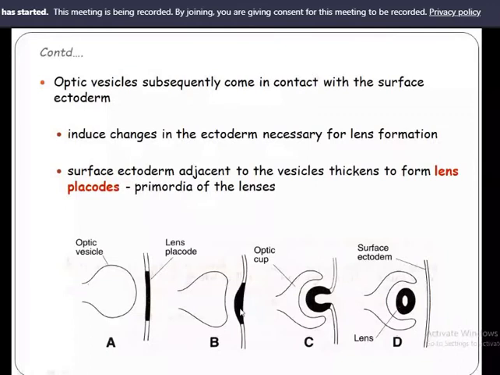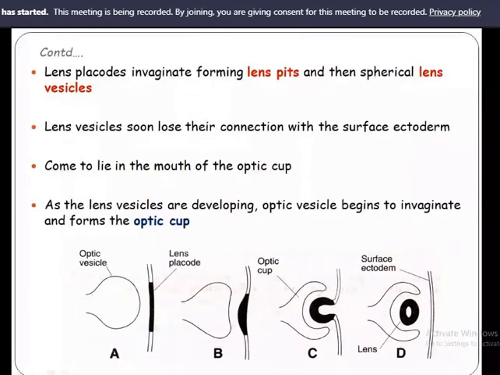Can you see the formation of the pit over here? Then it is finally converted into the lens vesicle. So in this way the lens will form. The lens placoid will invaginate and form the lens pit, and finally the lateral ends will approach each other and form the lens vesicle. This lens vesicle will lose its connection from the surface ectoderm, and it will lie in the mouth of the optic cup. So this is how the lens is formed.